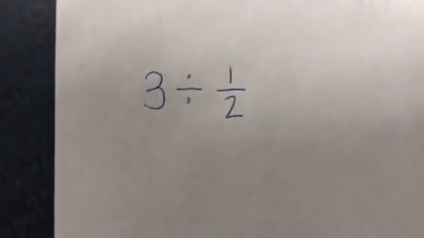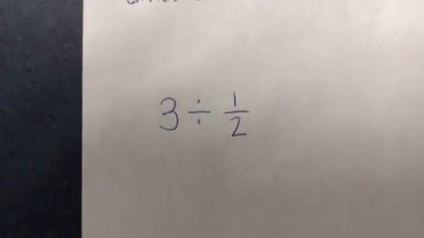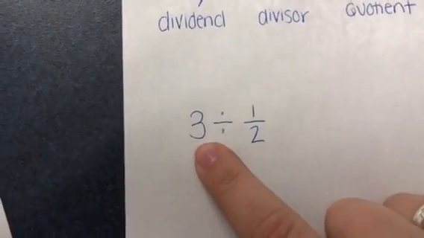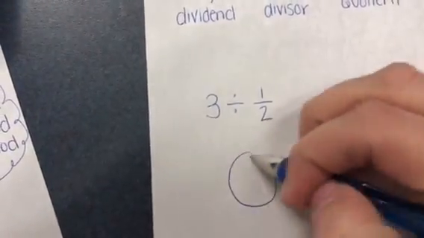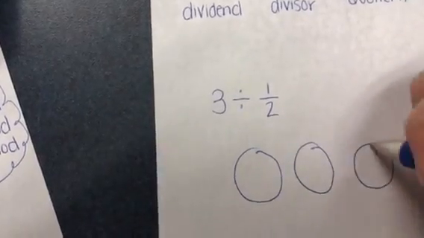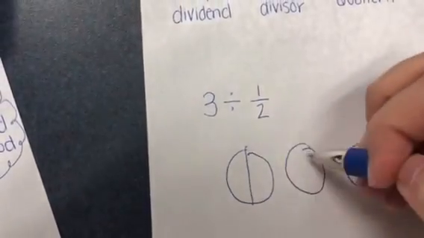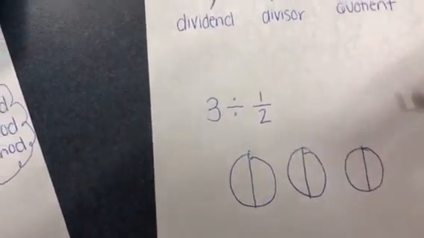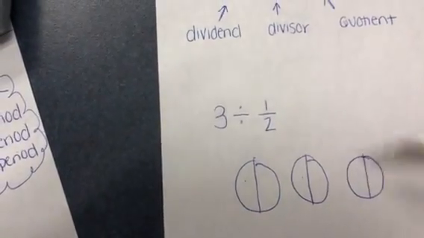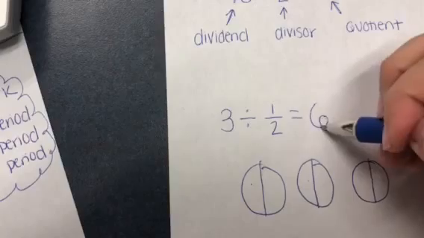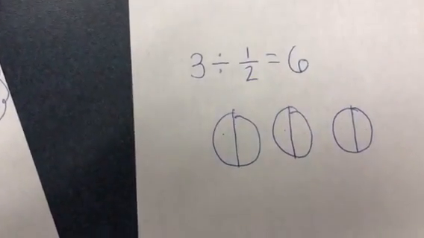So when we look at a problem like 3 divided by 1/2, we try to stress to the kids, you're starting with 3 things and you're breaking them into groups of 1/2. So if we were to draw a picture to represent this, we have 3 things, breaking them into groups of 1/2, and we have a total of 1, 2, 3, 4, 5, 6 halves. So 3 divided by 1/2 is going to give us 6.